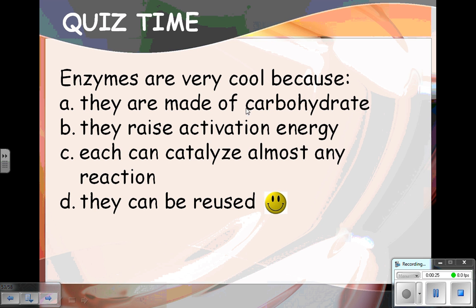They are not made of carbs, they're made of proteins. They don't raise activation energy, they lower it. And each can catalyze not almost any reaction, they are super, super specific, so each can catalyze only one specific reaction.